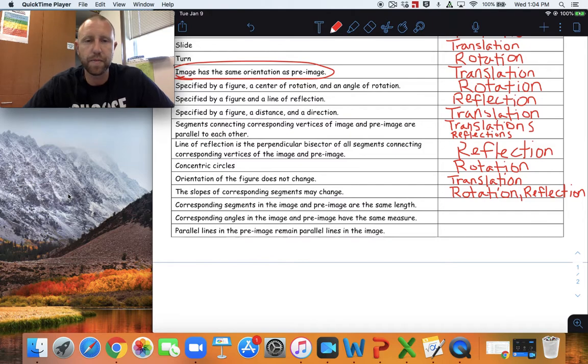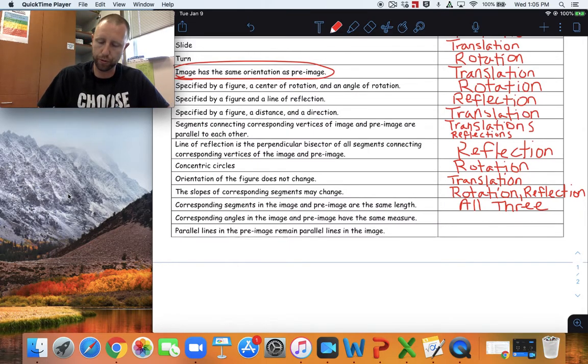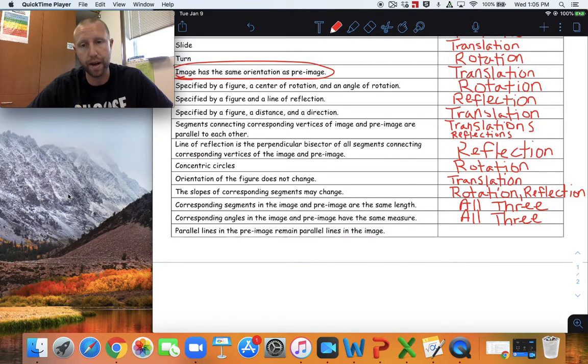Very good. The corresponding segments in the image and the pre-image are the same length. That's all three. So we'll put that, all three. Corresponding angles in the image and pre-image have the same measure. Again, all three. Remember, those properties stay the same with translations, reflections, and rotations. And then finally, parallel lines in the pre-image remain parallel lines in the image. That's going to be true for all three again. Alrighty. If you have any questions, just let your teacher know.